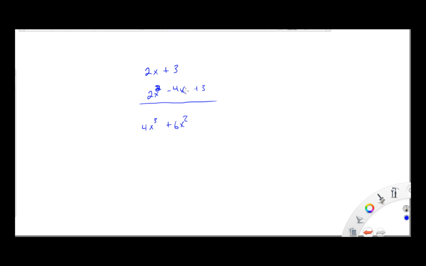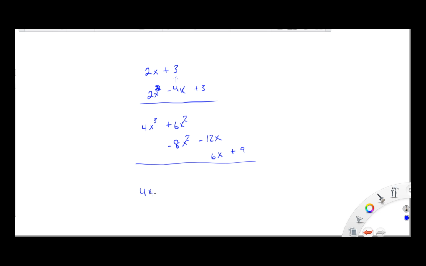All right, now we're going to deal with this term. Negative 4x times 2x is negative 8x squared. Negative 4x times 3 is minus 12x. 3 times 2x is our positive 6x, and then 3 times 3 is plus 9. Okay, now we just add these together.